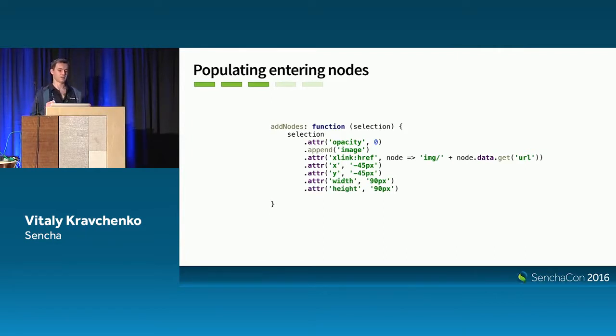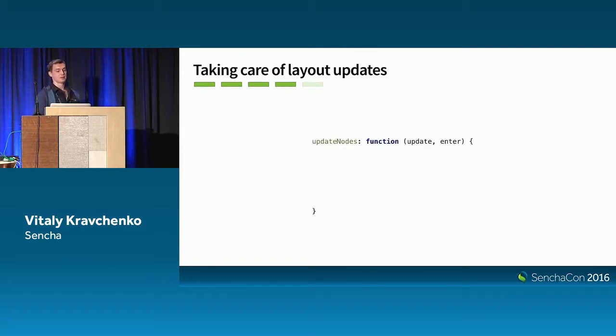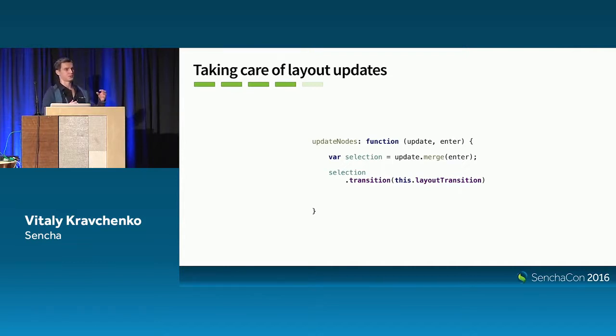The elements will be positioned by means of translation, so we can use X and Y attributes to displace them from their initial position. And then we use our clip paths to indicate that the edges of the image should be clipped. And then in our update nodes function, what we do is we merge the update and enter selections because we want to change the node's position, whether they are added or whether their data has changed. So we merge both selections, and we use a transition because we want to fade the nodes in and move them into view as well.